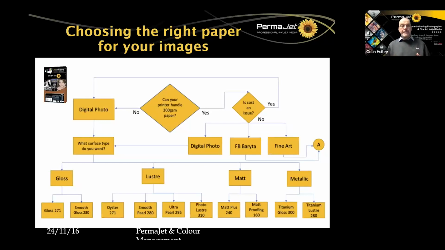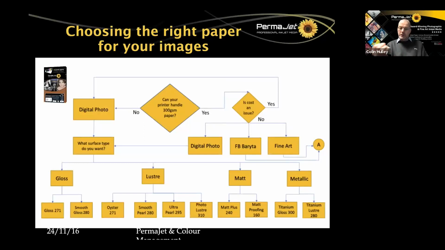Now, the thing for me for Photo Luster, it's got a lovely surface to it. It's like a silk sheen finish. Oyster's quite smooth in its finish. Smooth Pearl quite similar, and Ultra Pearl more pronounced.